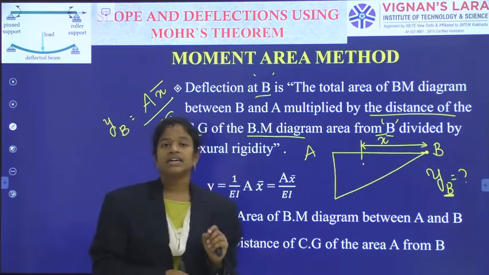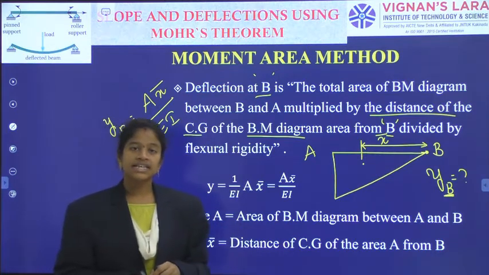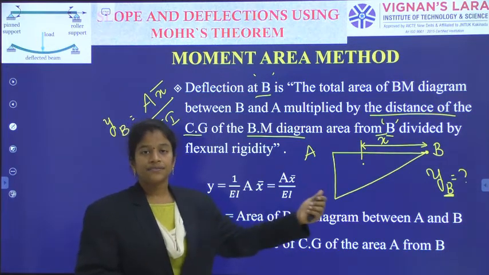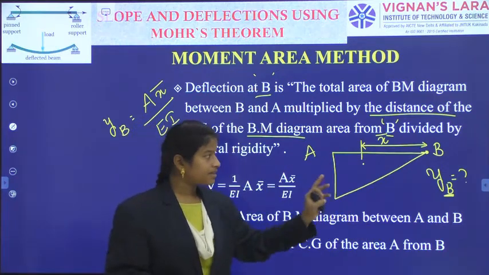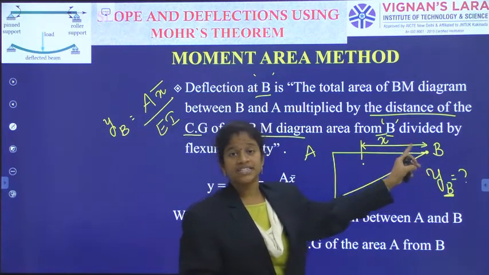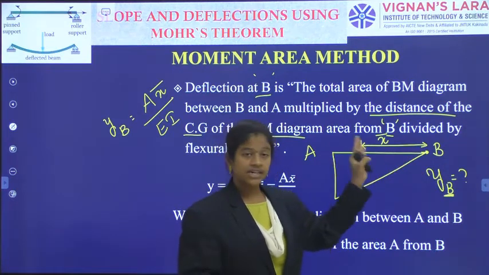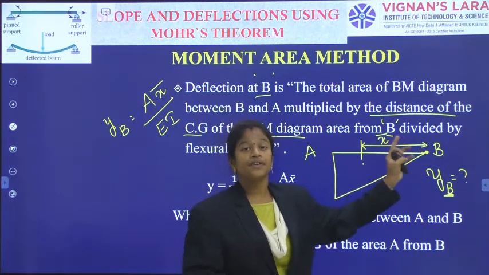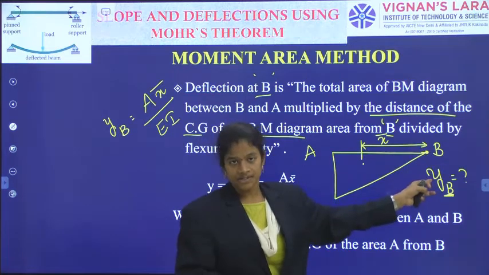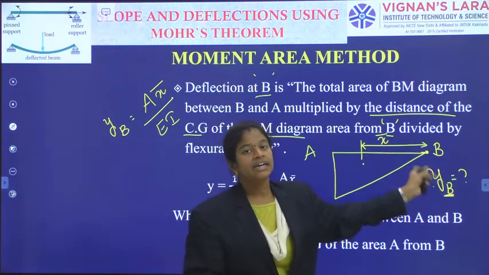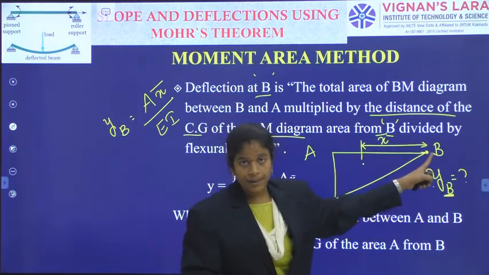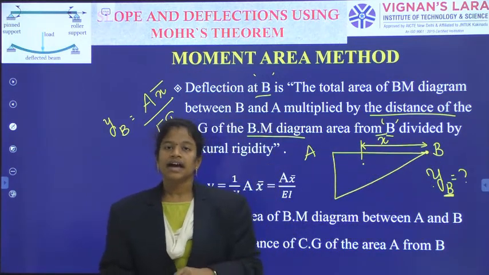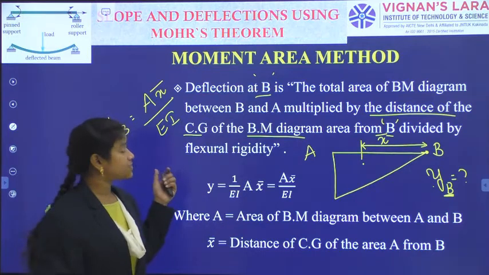So in the previous, the difference of the slopes we got as A over EI. Here, the deflection at a point is the corresponding bending moment diagram area and the distance of its centroid, the distance of the center of gravity of the area from the point where I am calculating the deflection. Here I am calculating the deflection at B. That's why I am considering the point B as the reference. From B, what is the distance of the area, and A into x bar by EI.